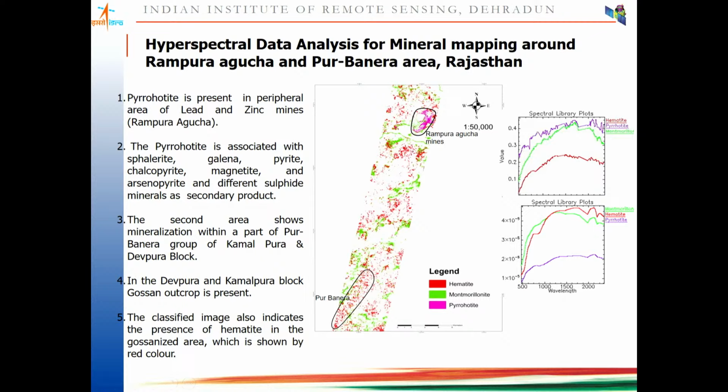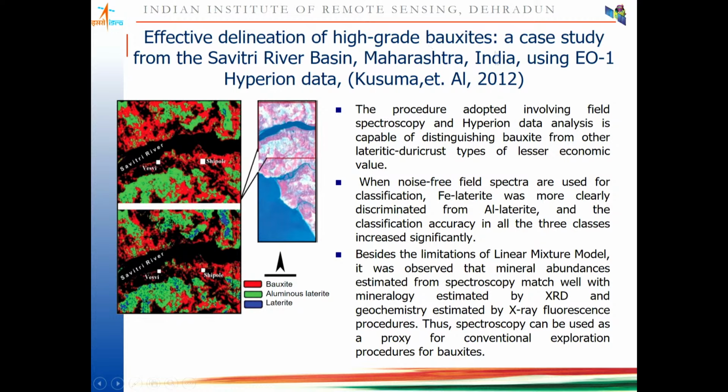Why were we thinking that pyrrhotite is there? We found that pyrrhotite is associated with sphalerite, galena, pyrite and different sulfide minerals as a secondary product. So in the dump, this pyrophyllite is present, and because of that it is getting highlighted in this image. Now there are studies by some other authors also using the Hyperion data set. You can see over here, this is the study from Kusuma and others using Hyperion. They have tried to discriminate between different types of bauxite, like bauxite, aluminous laterite and laterite, for mineral exploration purposes.